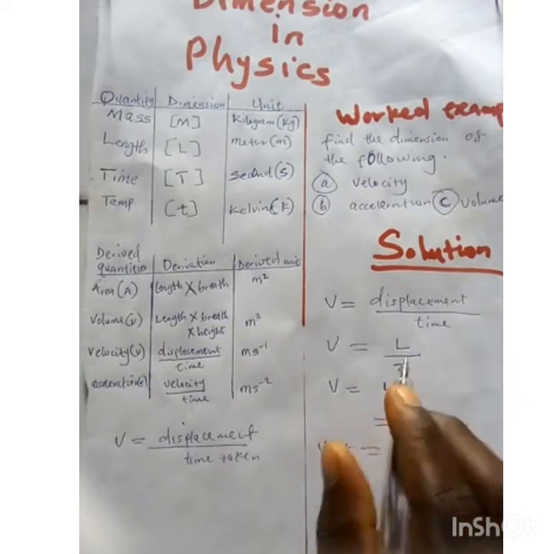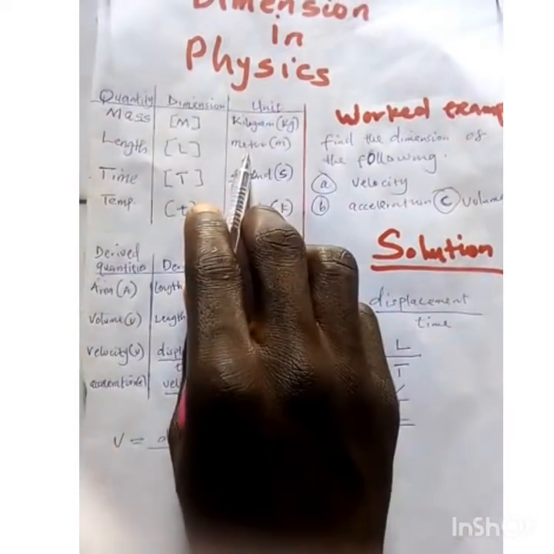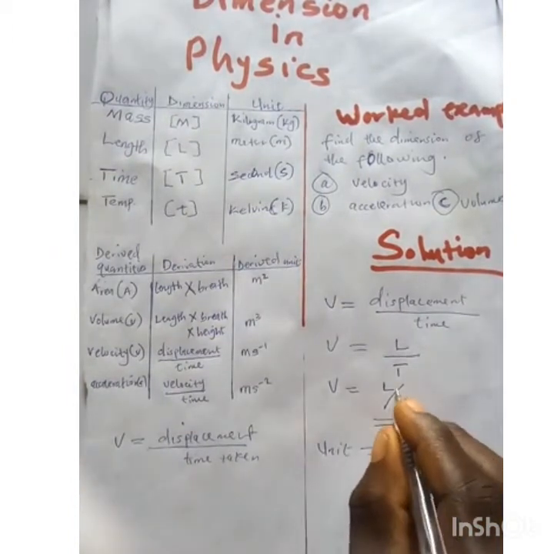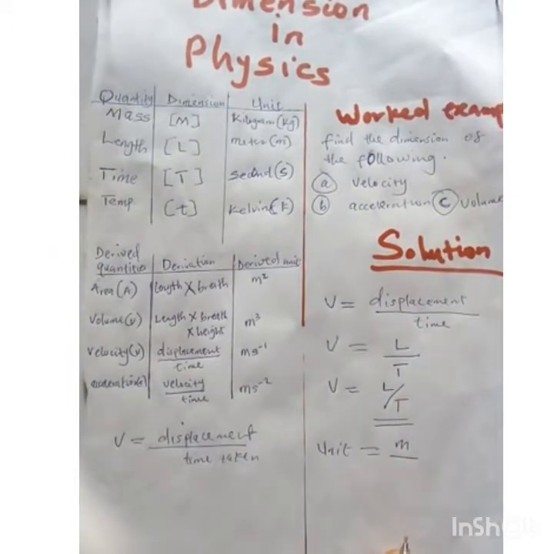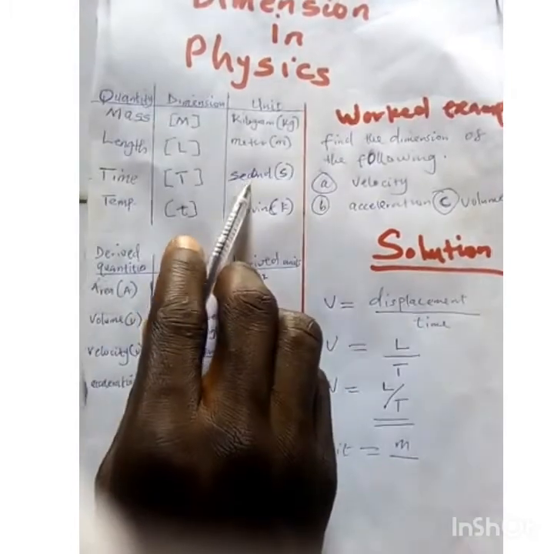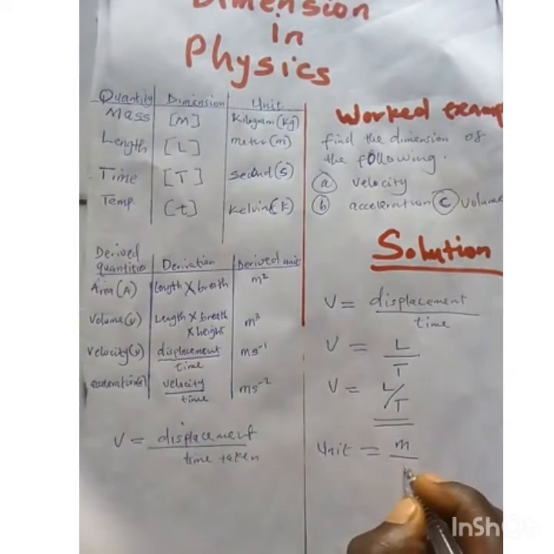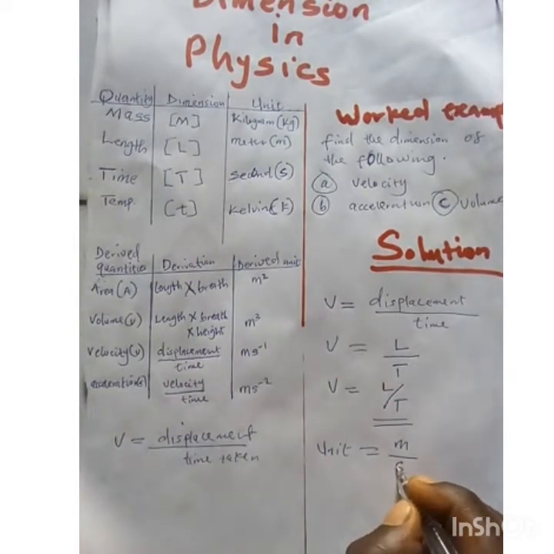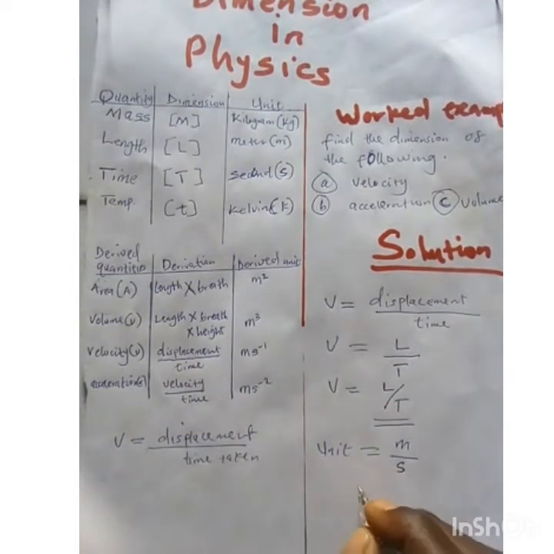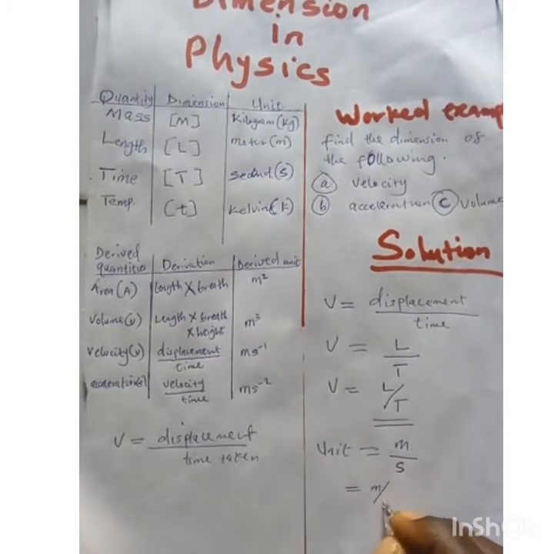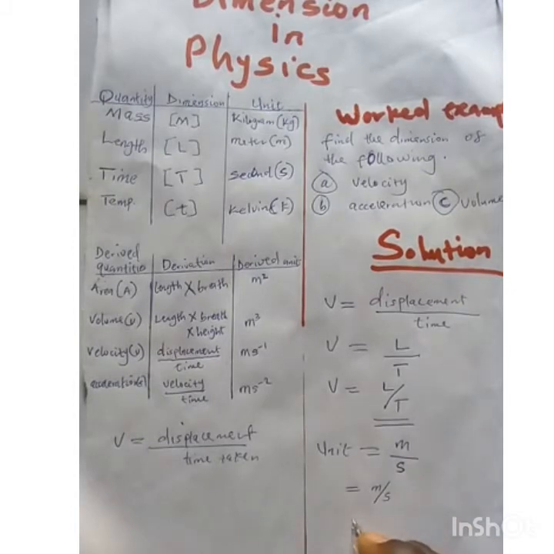equal to, remember, length is in what? Is in meter. That is, the unit of length is meter. You write your M over. And remember, your time is in what? Is in second. Look at T in second. So, which is all over S. You can say the unit of velocity equal to meter over second, or equal to meter per second.